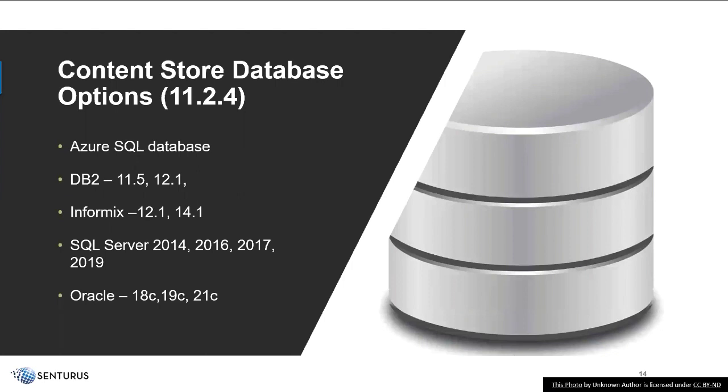Content store databases. Again, these are the databases that Cognos stores its information in. It used to, I think, just be SQL Server, Oracle, and DB2. We've now got Azure SQL databases in here, as well as Informix. Pretty specific small group of lists here, so you have to have one of these.